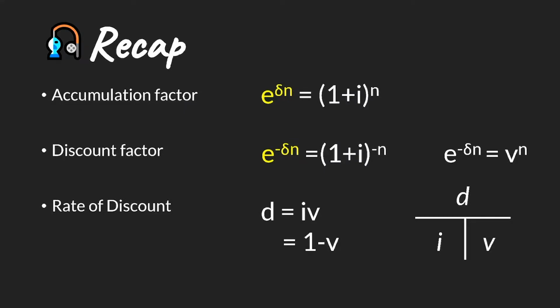We have also seen the accumulation and discount factors that we use when we have a force of interest, more specifically when our force of interest is constant. We also know the relationship between our rate of discount and interest rate and discount factor.